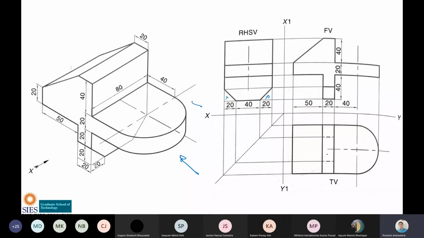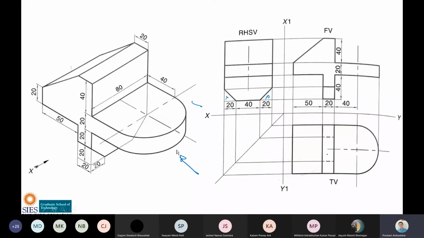Hope it is clear to you. Any doubt to any student? Sir, can you explain front view? What is the doubt? Can I repeat it? Yes, sir.